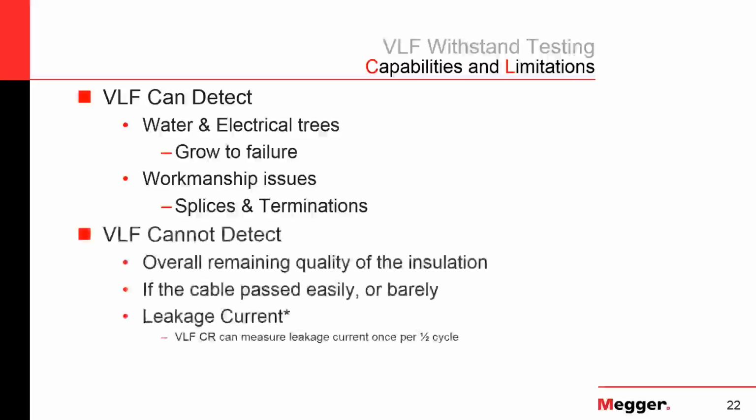VLF cannot tell you about the overall remaining quality of the insulation. Remember, it's just a go and no-go test. It can't tell you if the cable easily passed the test or if it just barely passed the test. VLF sinusoidal cannot tell you a leakage current, although cosine rectangular can. It measures a leakage current once per half cycle, and this would be pretty comparable to what you would get from a DC test if you're used to doing that kind of testing. And again, ultimately, this is a go and no-go test, a pass-fail test.